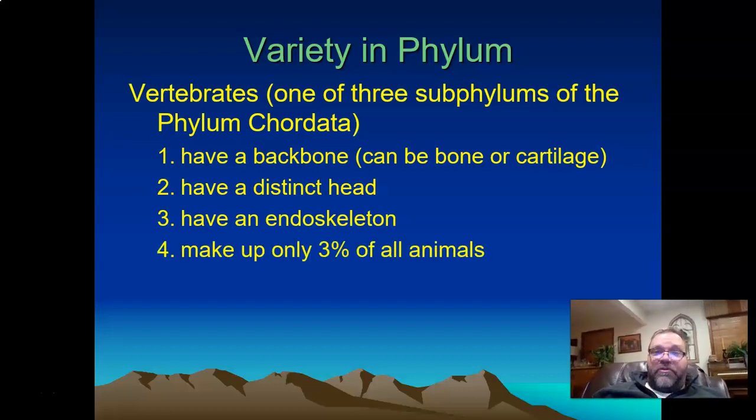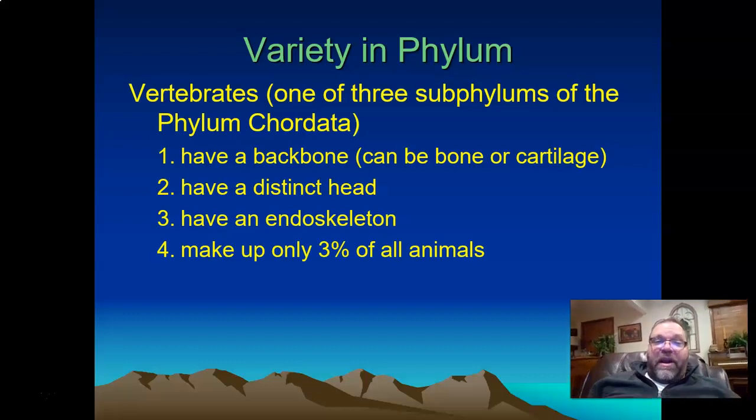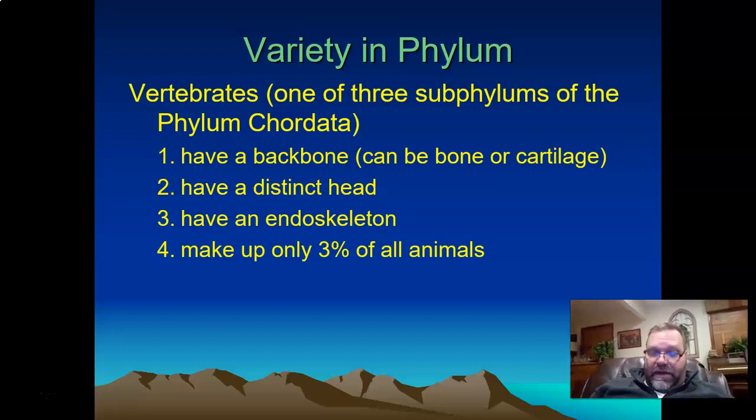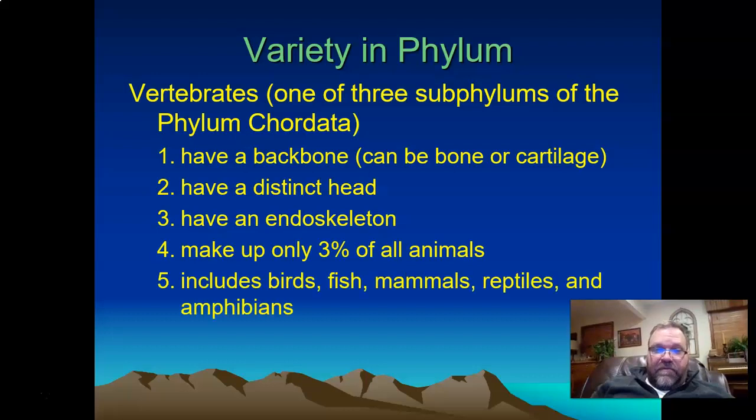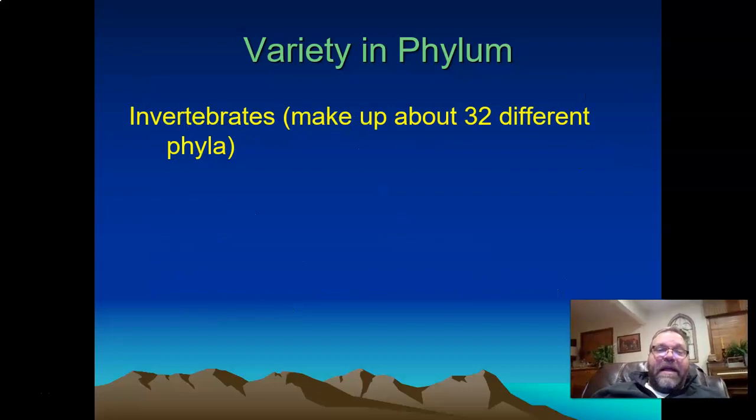And they make up only 3% of all animals. So 97% of all animals on the planet are not vertebrates or Chordata phylum. So that's unusual. But that 3% that is, we think of things like birds, fish, mammals, reptiles, amphibians, and humans, things like that. All right.